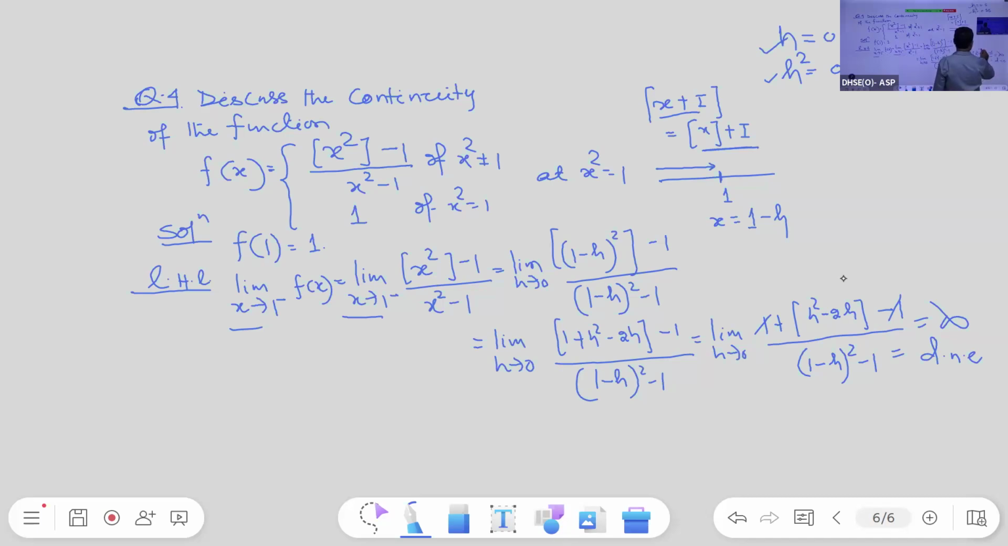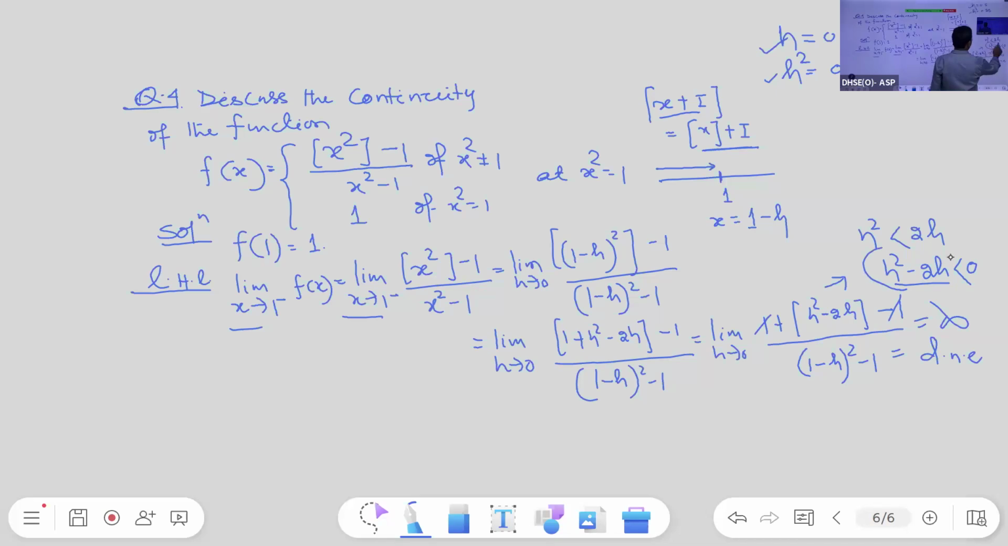So this is the analysis stage. When h is very, very small, h square is less than h. If h square is less than h, h square is less than 2h, and h square minus 2h is less than 0. h square minus 2h is less than 0 and very, very small. That means this quantity lies between -1 and 0.